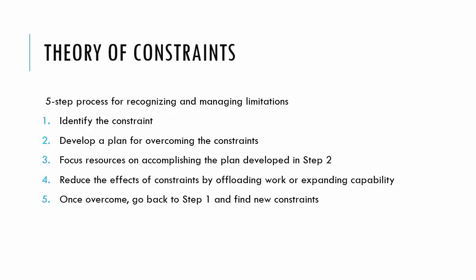Third, focus resources on accomplishing the plan developed in step 2. Fourth, reduce the effects of the constraints by offloading work or expanding capability. And then fifth, once overcome, go back to step 1 and find new constraints. Does this 5-step process remind you of anything we've seen before? It should. It's another incarnation of the process improvement with its own nuances and terminology. Again, we see that we're trying to get better.